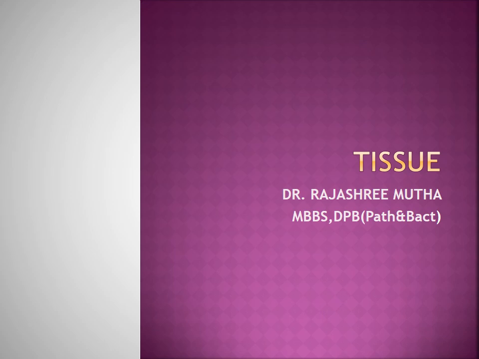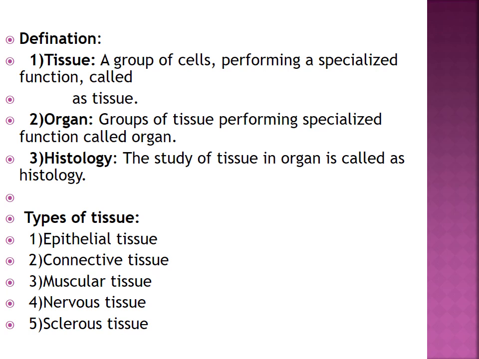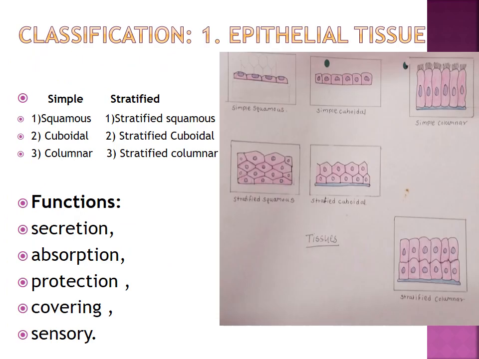Today we will see about tissue. So what is tissue? It is an aggregation of cells to perform a single function, and is called tissue. So there are a total of 4 types. One is epithelial tissue. It is of 2 types, simple and stratified, and simple is squamous, cuboidal and columnar.